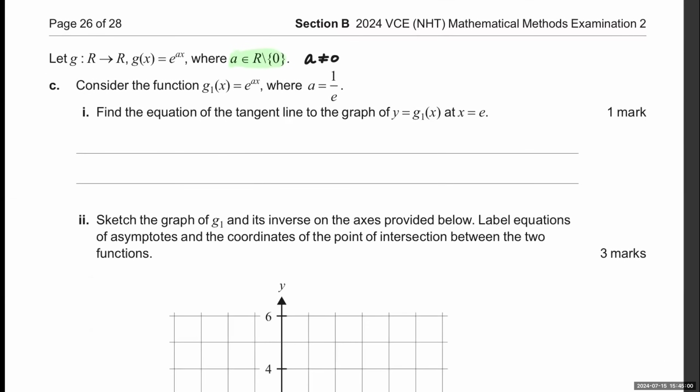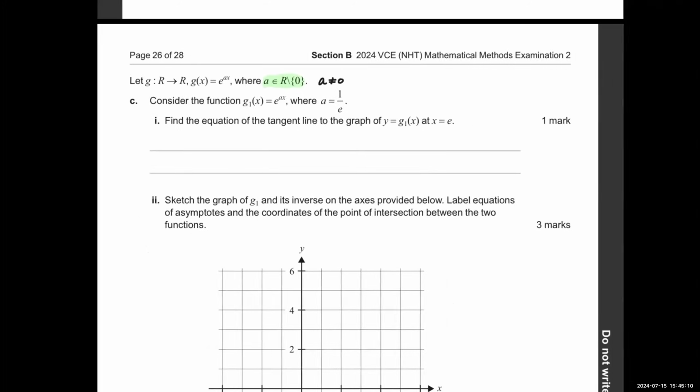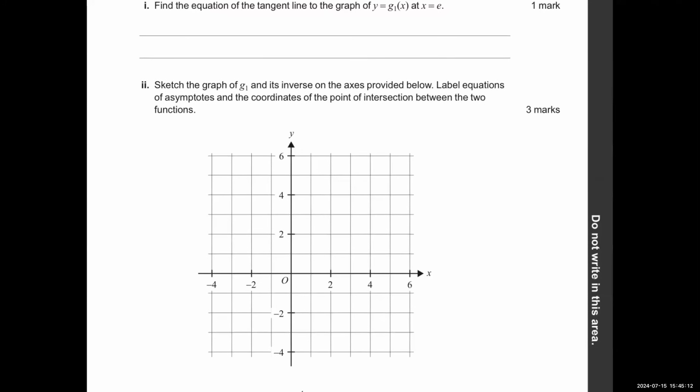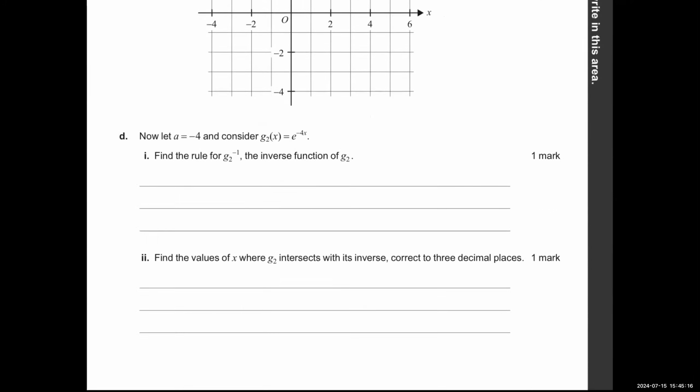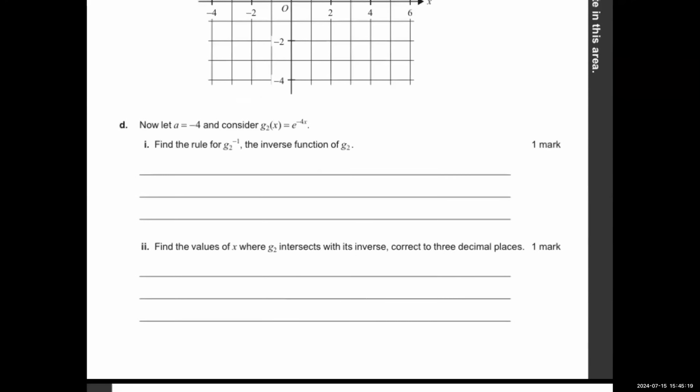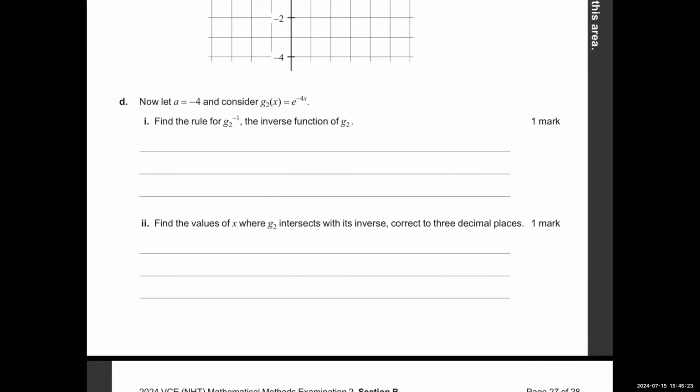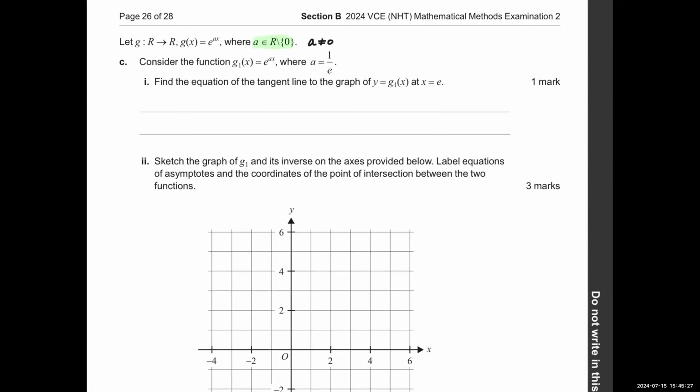Consider the function g1 equals e to the power ax, where a is 1 over e. We want to find the equation of the tangent line to the graph at x equals e, and sketch the graph and its inverse on the axis provided below. And in part D, we take a equals -4 and find the rule of g2 inverse, and find the values of x where g2 intersects with its inverse, correct to 3 decimal places. So let's do them all together.